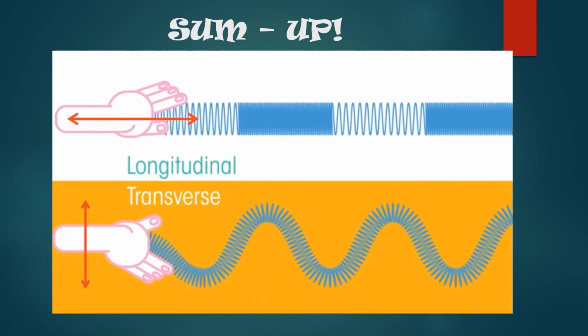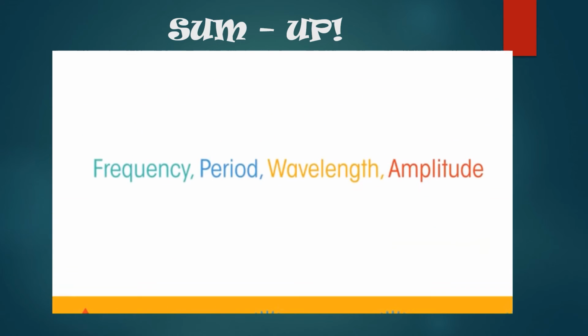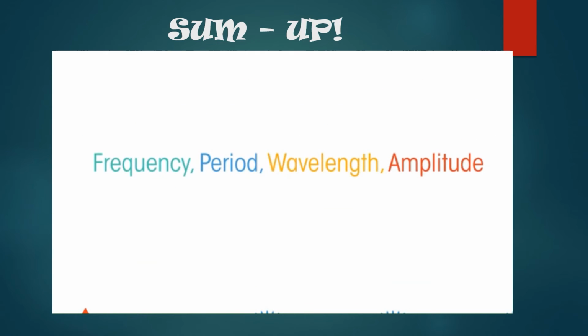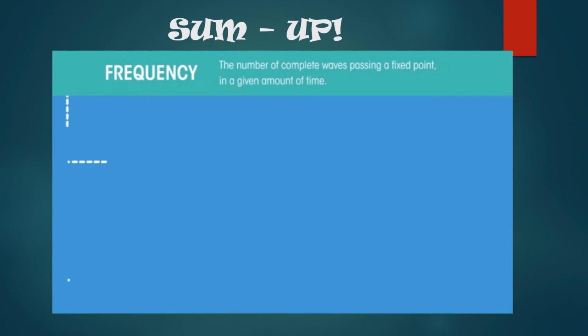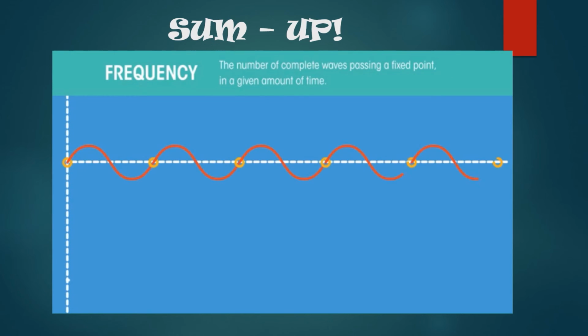There are two types of waves, which we look at in more detail in another video, but the basic features are the same. These four words describe different properties of waves. Let's discover what each one means. The frequency of a wave is the number of complete waves passing a fixed point in a given amount of time. This time period is usually 1 second.